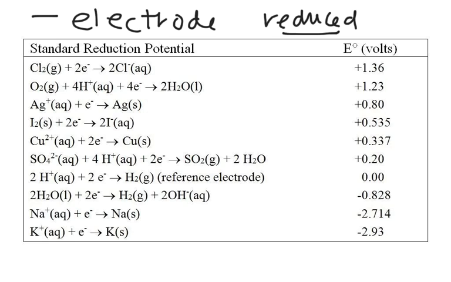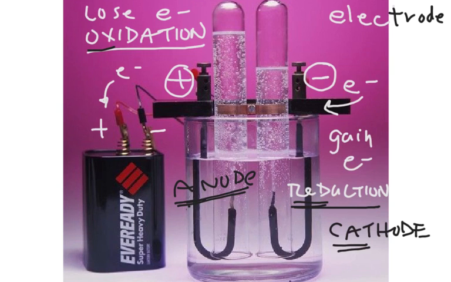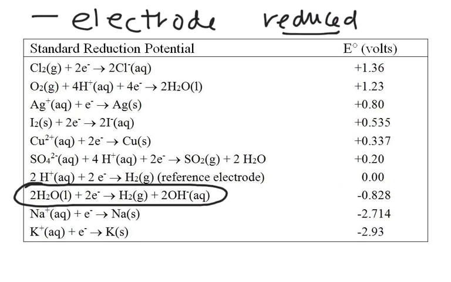So what do we have in our solution there? We have water. So we say, well, water getting reduced, here is the reaction for that. So at that negative electrode, we'd expect water to get reduced according to this equation. So we saw that there were some bubbles at the negative side, and the bubbles then must be bubbles of hydrogen.